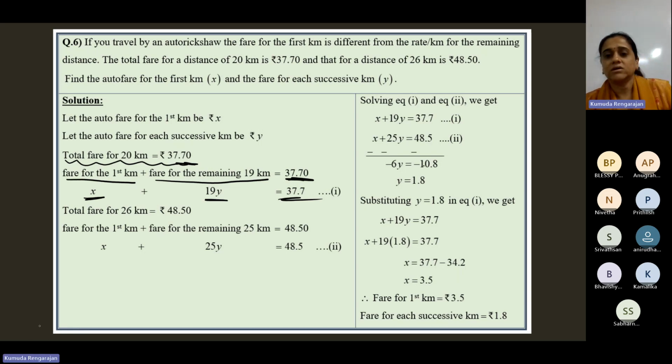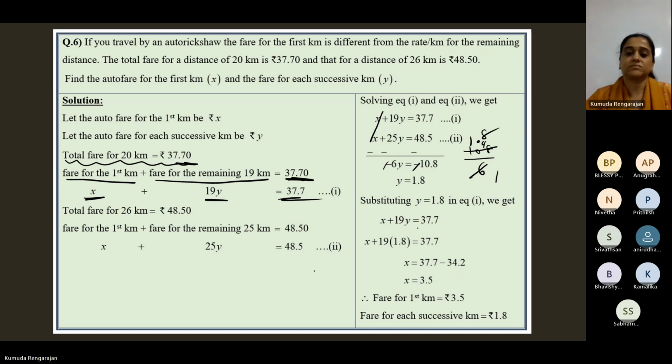Similarly, the second one. Write the equations one below the other, change the signs, and X cancels. Then here minus 6y is equal to minus 10.8. Minus and minus cancel, so y is equal to 10.8 by 6. Right? Tables of 6: 6 ones are 6, put a point, 4 is a remainder, 6 8s are 48, so 1.8. Then substitute that in one of the equations and find the x value.